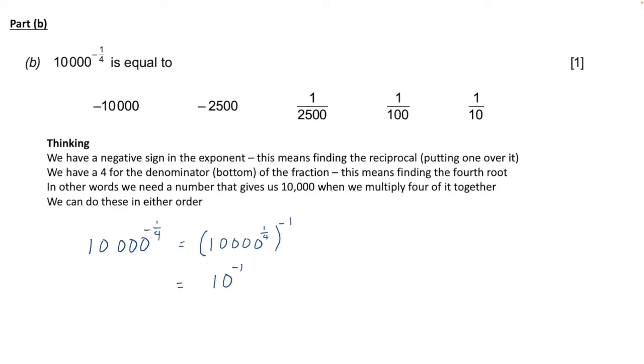Then we have to do that to the power of minus 1, which, as I said earlier, means finding the reciprocal, so 1 over 10. And so we can circle that. Now we could have done it the other way round. We could say 10,000 to the power of minus a quarter is 1 over 10,000 to the quarter, and then we go straight for 1 over 10, which is possibly easier. Doesn't really matter which way you do it in this case.